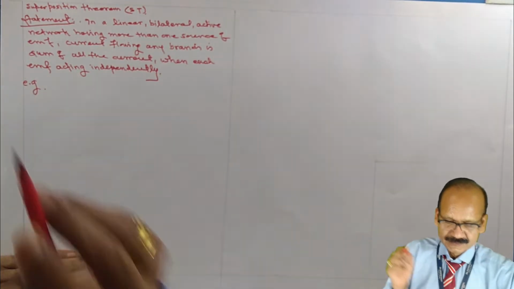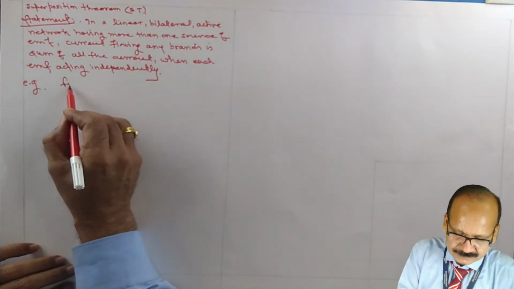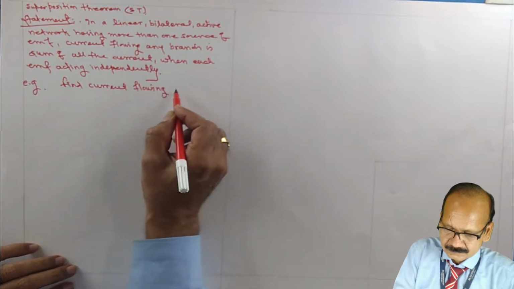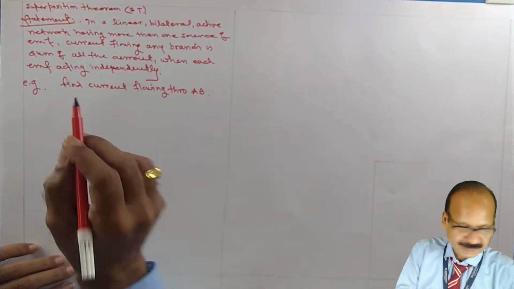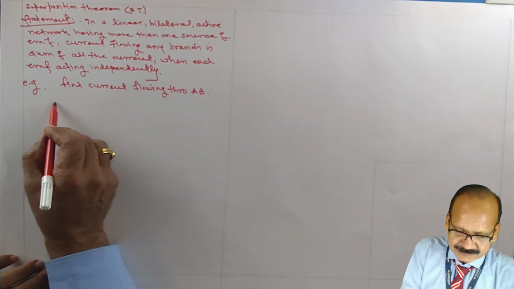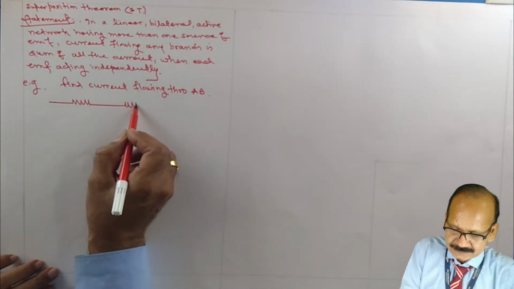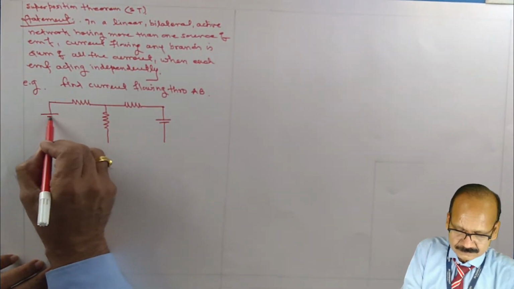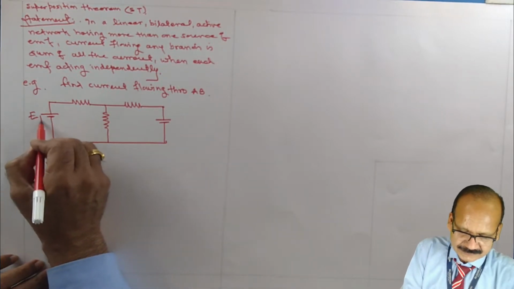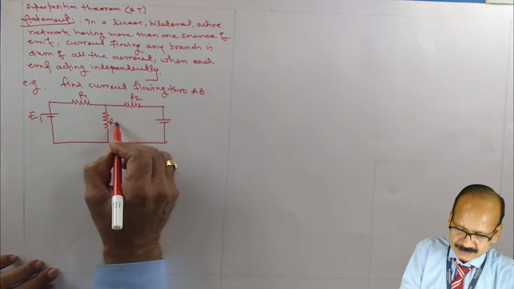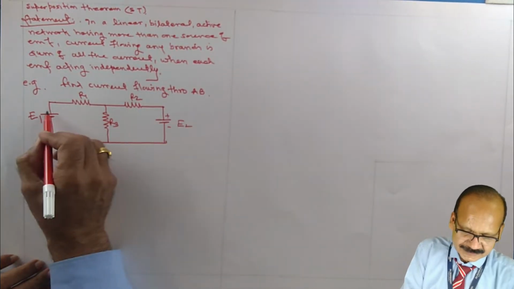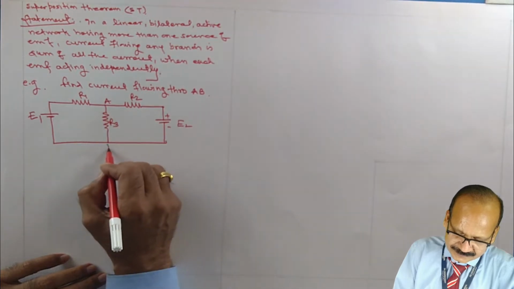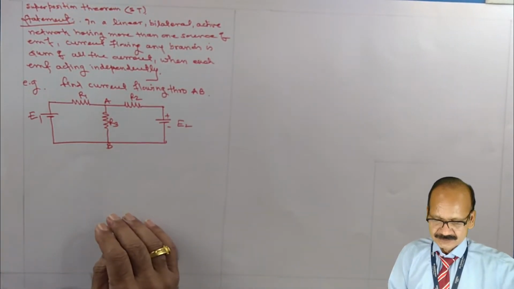For example, consider finding the current flowing through AB. Consider the circuit having resistances. So this is E1, R1, R2, R3, and this is E2. So the circuit is active, linear and bilateral. We have to find out the current flowing through this AB. Okay, this is the objective.